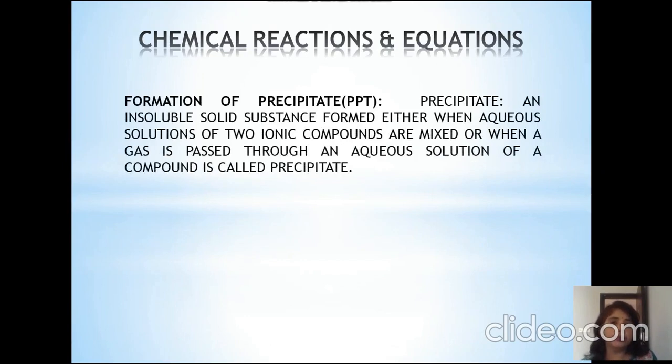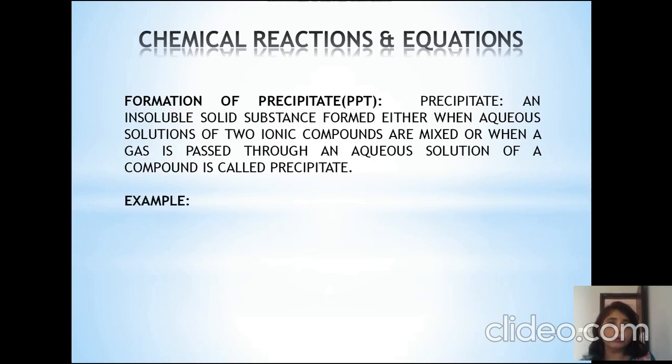Now we'll see that reactions are also accompanied by formation of a precipitate. What is a precipitate? An insoluble solid substance formed when the aqueous solutions of two ionic compounds are mixed, like sodium sulfate and barium chloride. Their aqueous solutions are colorless, and when you add them together, in a few milliseconds it turns white due to formation of a white precipitate of barium sulfate.